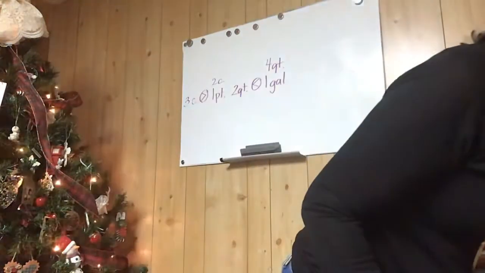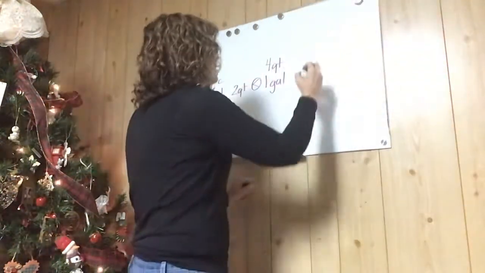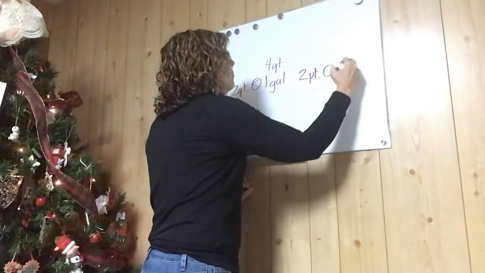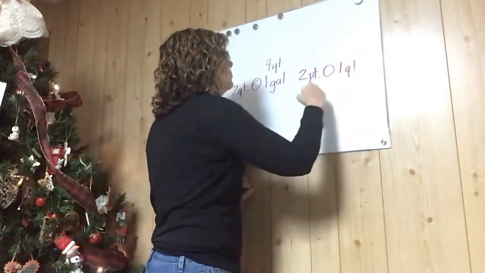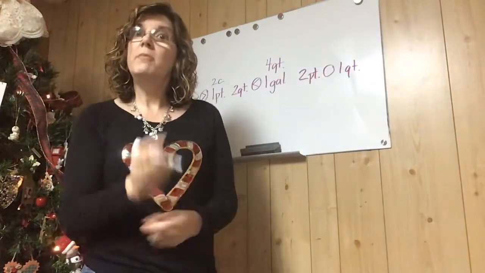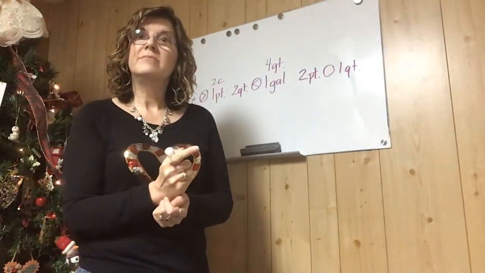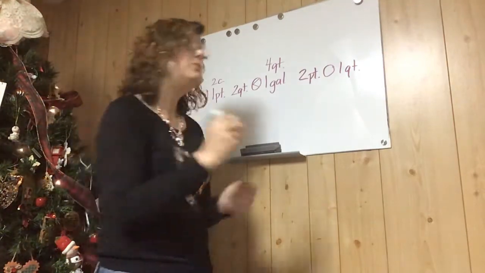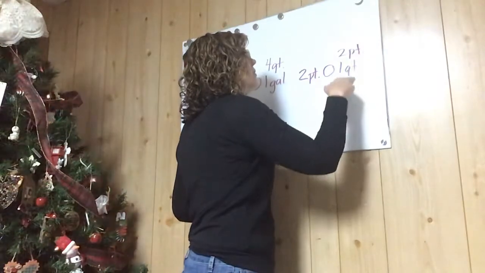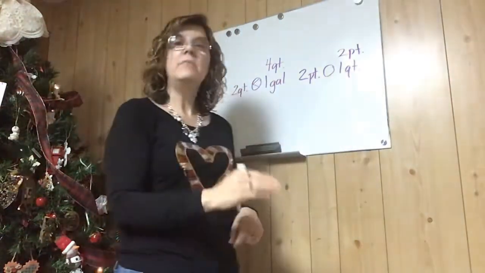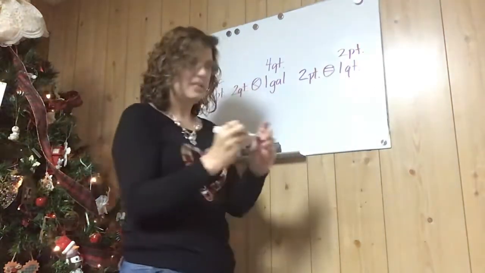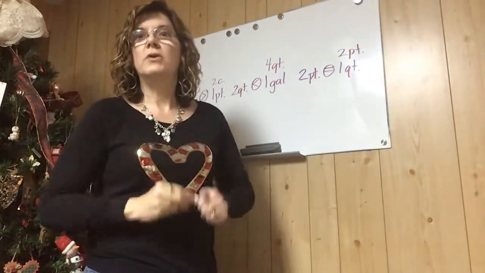And the last one of this is 2 pints and 1 quart. So 2 PT, 1 QT, 2 pints, 1 quart. How many pints were in a quart? If you don't remember, look back at the front of your paper. And it was 2. So over here, you're going to say 2 pints, 1 quart. 2 pints and 1 quart are the same. So 2 pints, that's equal. 2 pints is equal to 1 quart.